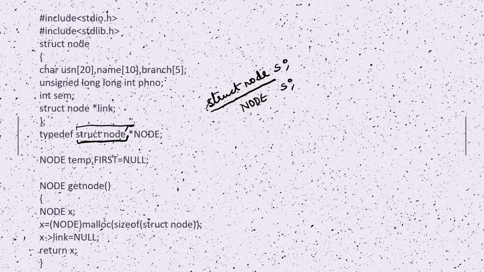Now some more variable declarations. Temp is a variable. When I want to insert a particular node, or whatever node I want to access right now, for that I have declared one variable called temp. And first is equal to null.